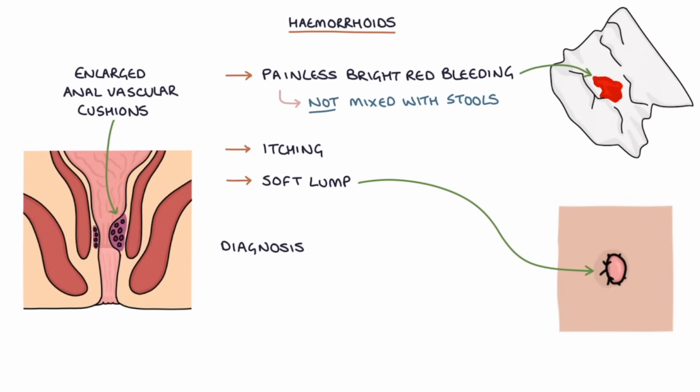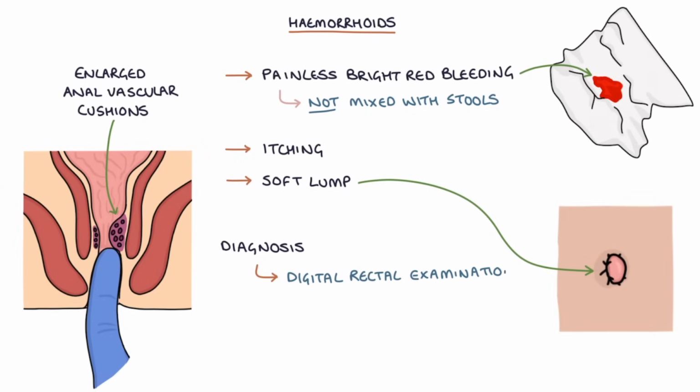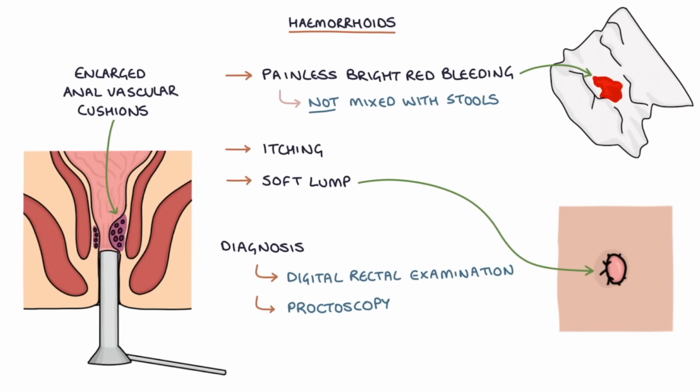Hemorrhoids may be diagnosed on examination of the back passage, which involves a digital rectal examination, or by proctoscopy, which involves inserting a hollow tube called a proctoscope into the anal cavity to visualize the mucosa.